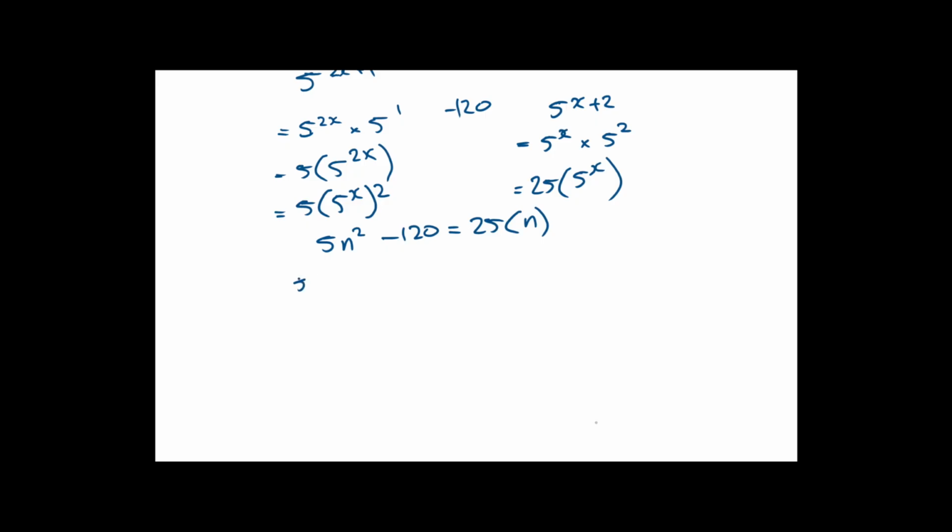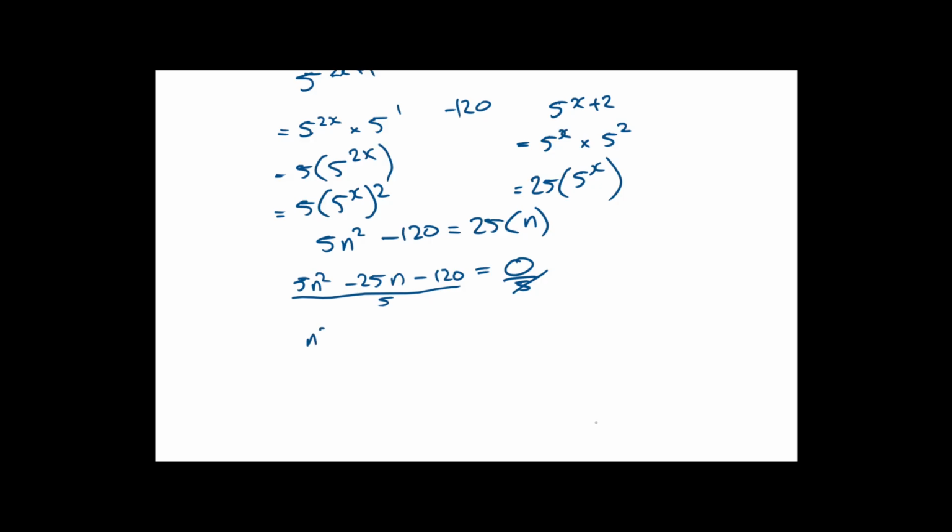So we've got 5n squared minus 25n minus 120 equals 0. I put the 25n across. And now we can see something very familiar. Now if I divide everything here by 5, divide both sides by 5, it's obviously not going to matter because 0 divided by 5 is 0.